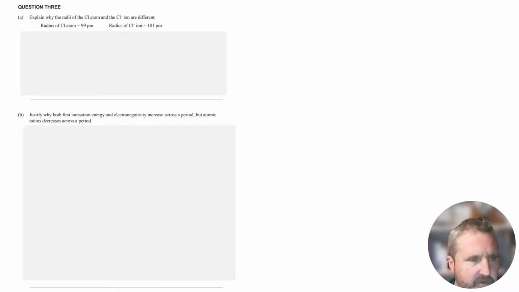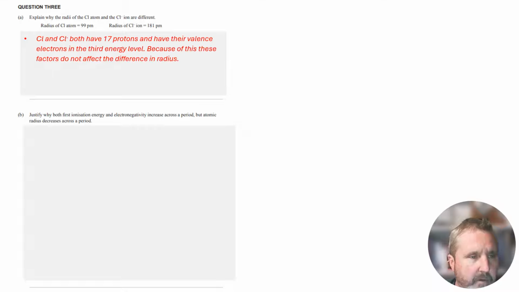Now, the first thing that I would state here is that because they're both chlorine, they both have the same number of protons. Because it's turning into a negative ion, they're both going to have electrons in the third energy level, or in the same energy level. So that's the first statement I would make here. 17 protons, valence electrons in the third energy level. Because of this, these factors will not affect the radius. Things that might influence that, electrostatic attraction or shielding, it's not going to make a difference because they have the same amount of that. So I'm just putting that there as a statement to make sure this is not what is important here.